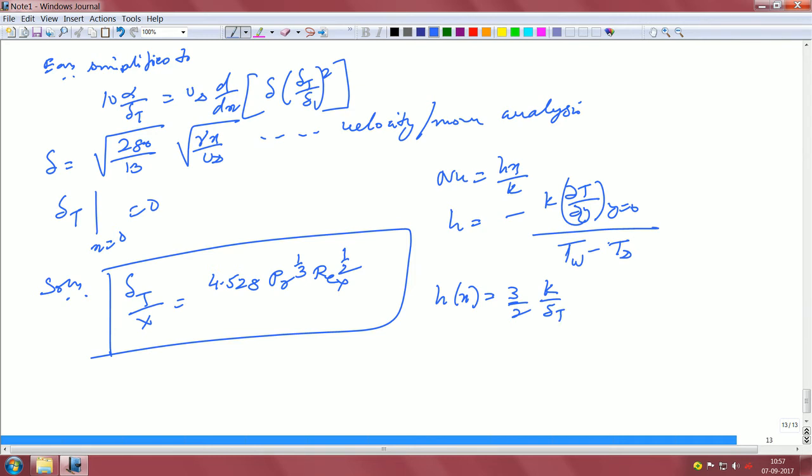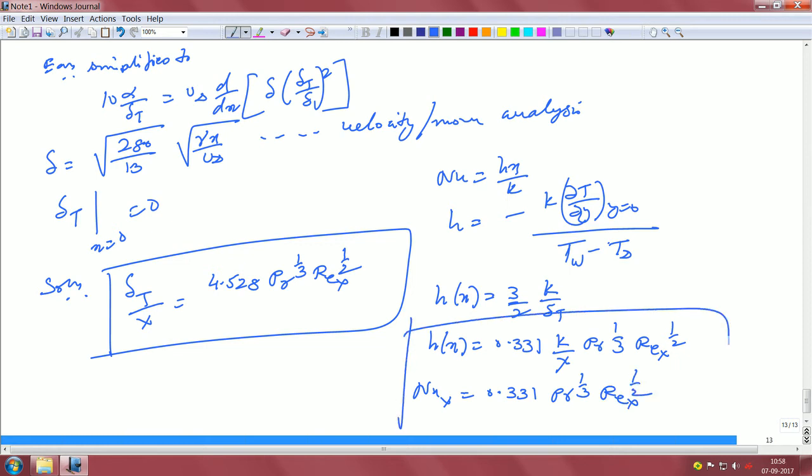right. Okay. So, our h x becomes 0.331 into k by x, Prandtl number to the power of 1/3, Reynolds number to the power of x to the power of half, right. And Nusselt number becomes 0.331, it is the same, remains the same, Prandtl number to the power of 1/3 Reynolds number to the power of half, right.